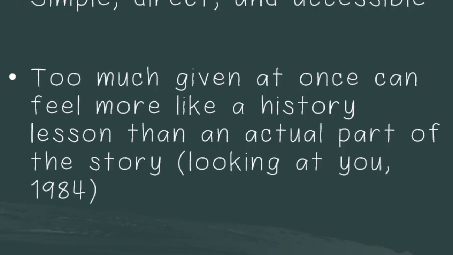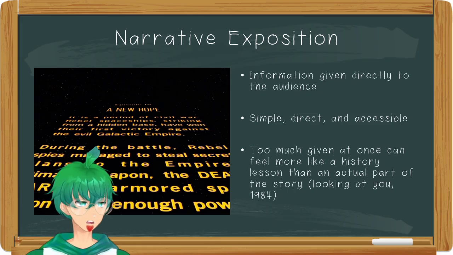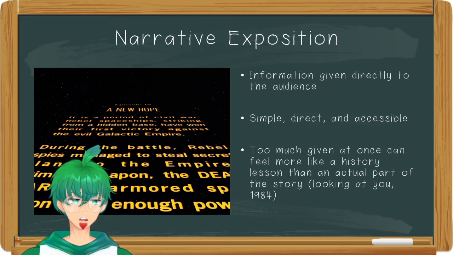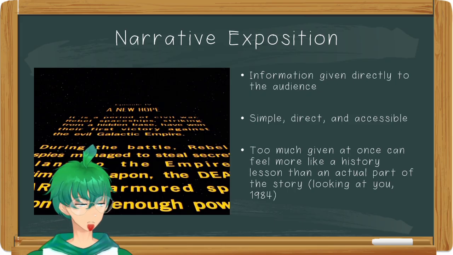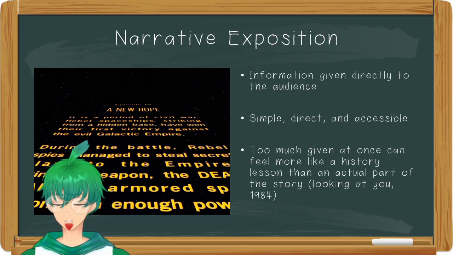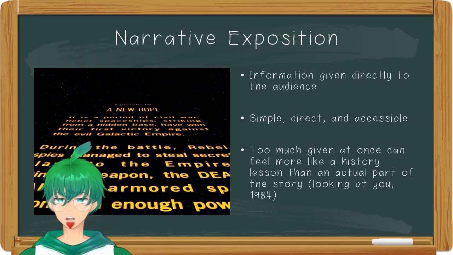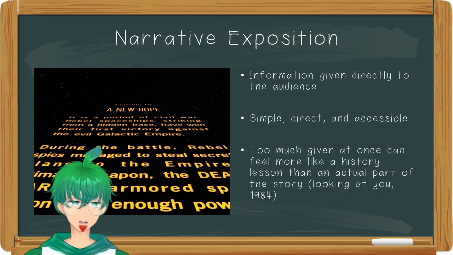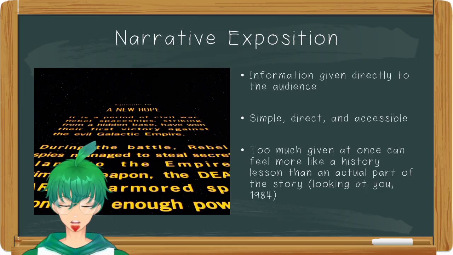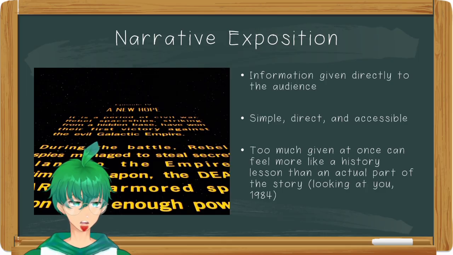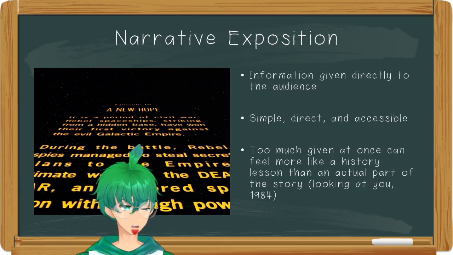However, we got a little bit of a warning here. Too much narrative exposition, too much lore given at once, can feel more like a history lesson than an actual part of the story. Again, like 1984. If you're going the narrative exposition route, make sure you keep it relatively brief and easy to digest. Make sure the audience knows, okay, here's the way the world works, and here's what's going on in the story. Just enough to pique their interest, but not enough that they have to read an entire separate novel just to keep up with the story you're trying to convey.